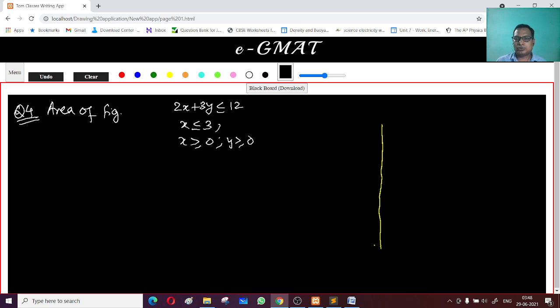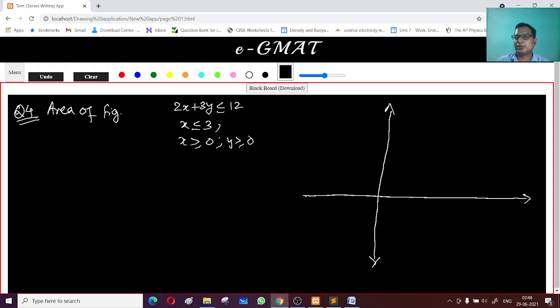Let me call this my y-axis, and then I have got my x-axis. So this is x and this is my y. First, if I want to plot x is less than or equal to 3, then for that I will straight away take this point. This point is over here, x is equal to 3.